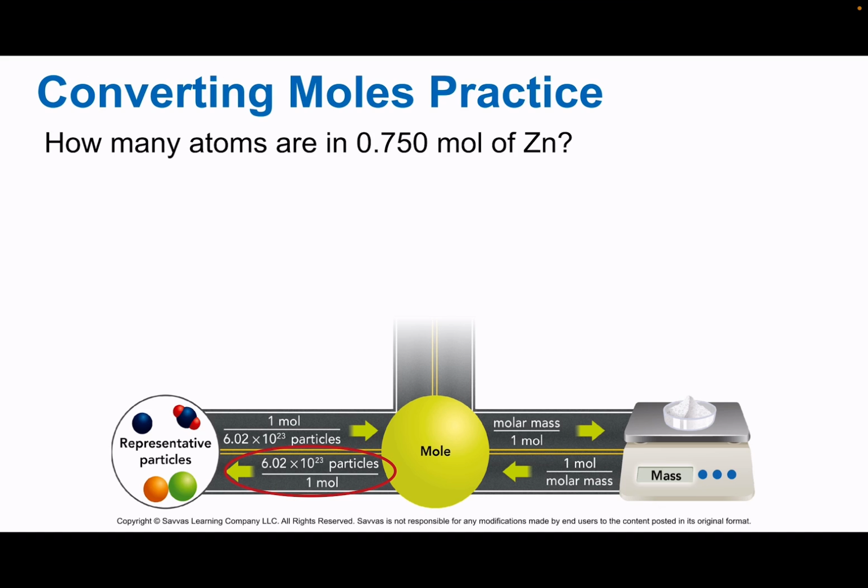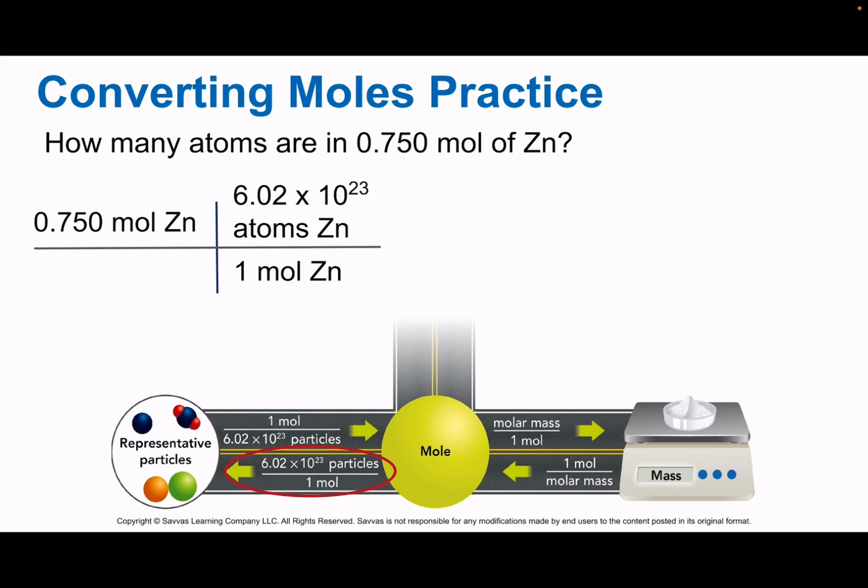How many atoms are in 0.750 moles of zinc? So here we have moles, we're trying to find atoms. So we'll set up a T table and say 0.750 moles of zinc. On our roadmap, we're going from moles into representative particles, so we're going to put 1 mole of zinc on the bottom, and 6.02 times 10 to the 23rd atoms. That's our representative particle. Feel free to hit the pause button and calculate.